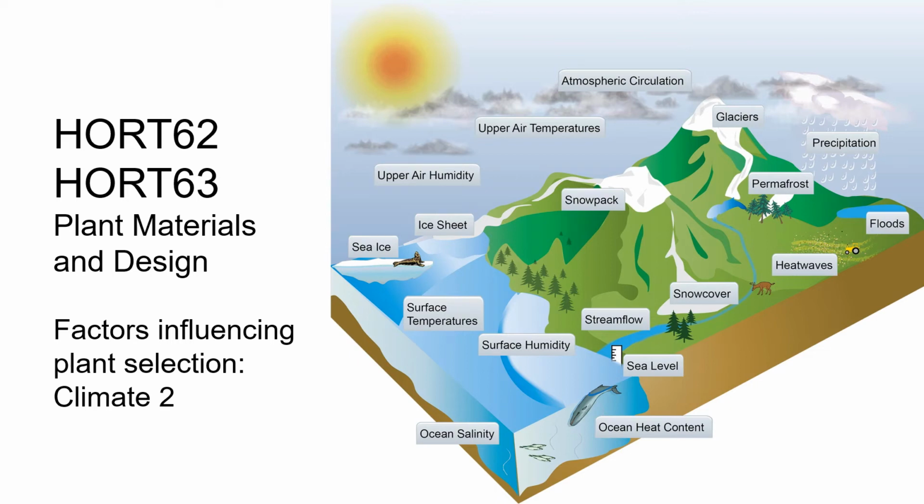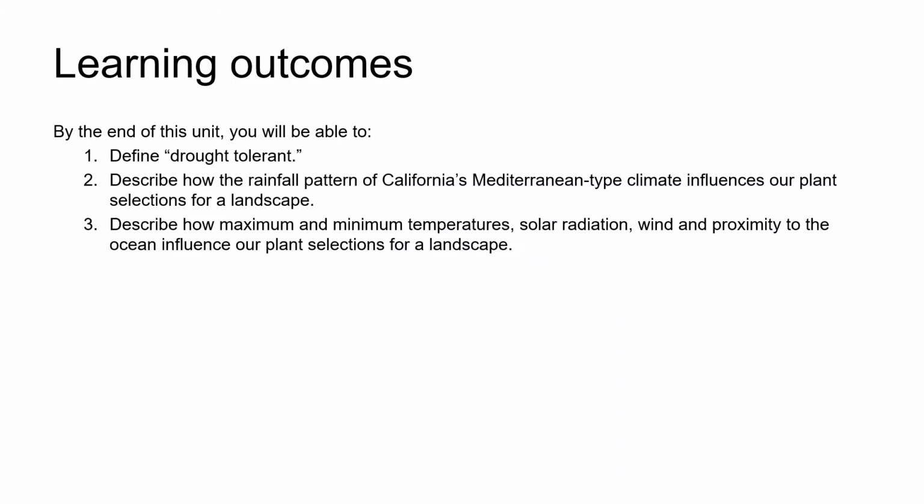Hi again, everybody. In this second unit on climate, we're going to look at the main components of climate and their influence on our plant selections. By the end of this unit, you'll be able to define drought tolerant, describe how the rainfall pattern of California's Mediterranean type climate influences our plant selections for a given landscape, and describe how maximum and minimum temperatures, solar radiation, wind, and proximity to the ocean all influence our plant selections for a given landscape.